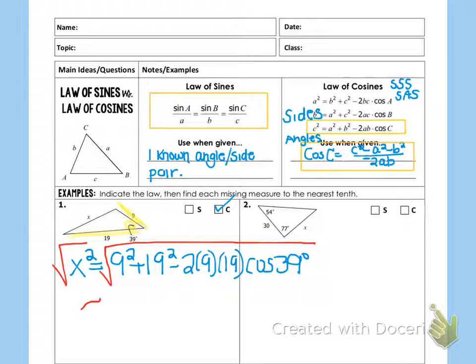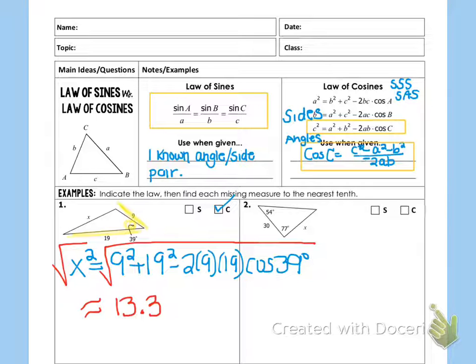And that turns out to be approximately 13.2746, but they wanted us to round to the nearest tenth, so about 13.3, which again, is a very reasonable length for the type of triangle that we have here. So 13.3 is the length of that side. We use the law of cosines.